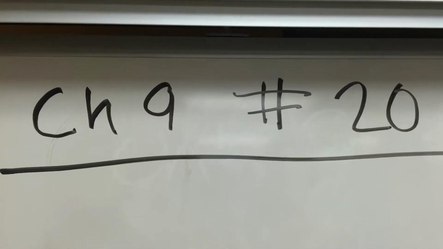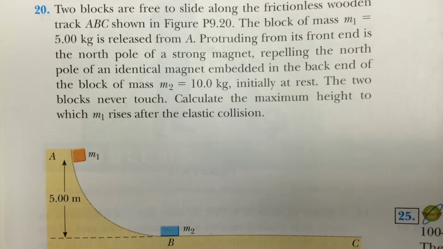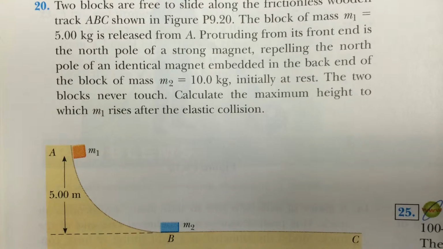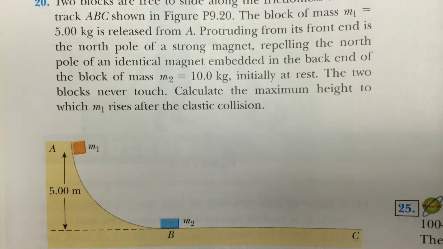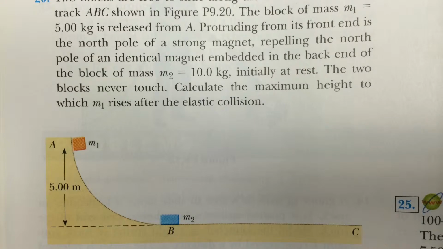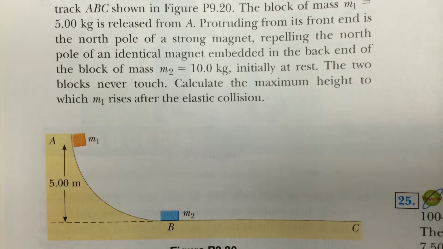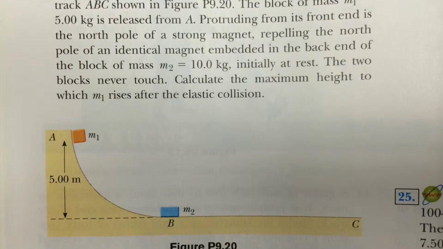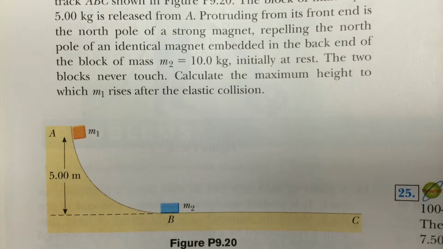Chapter 9, Number 20. Two blocks are free to slide along the frictionless wooden track ABC shown in Figure 9-20. The block of mass M1 equals 5 kilograms is released from A. Protruding from its front end is the north pole of a strong magnet, repelling the north pole of an identical magnet embedded in the back end of the block of mass M2 equals 10 kilograms, initially at rest. The two blocks never touch. Calculate the maximum height to which M1 rises after the elastic collision.